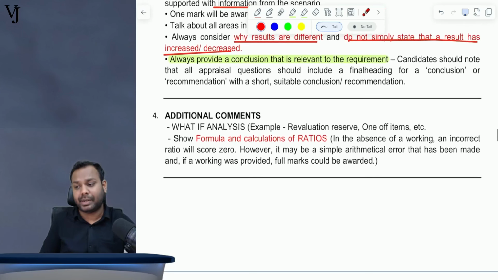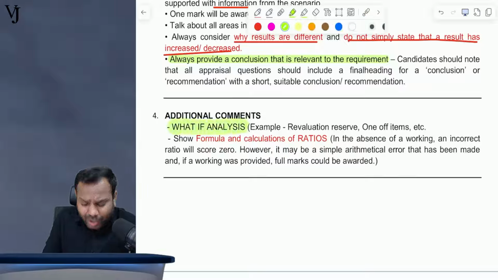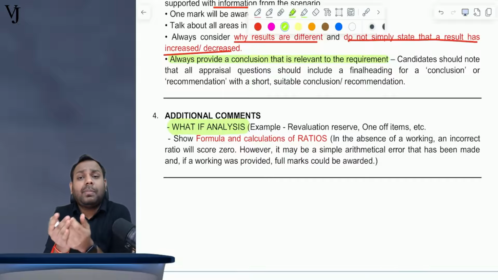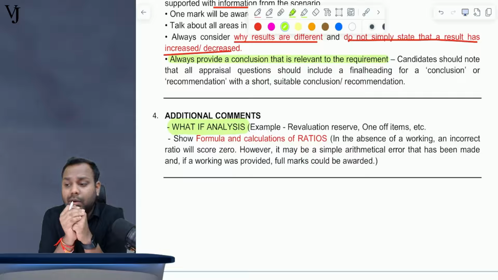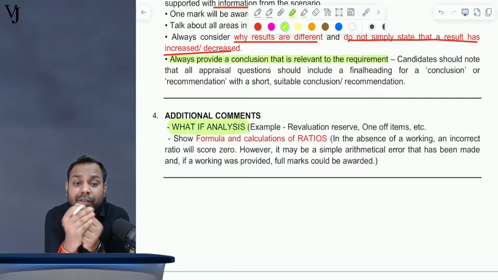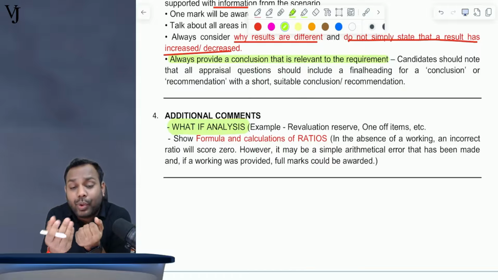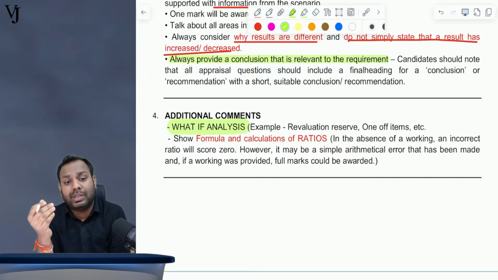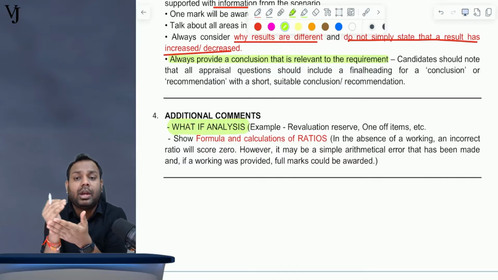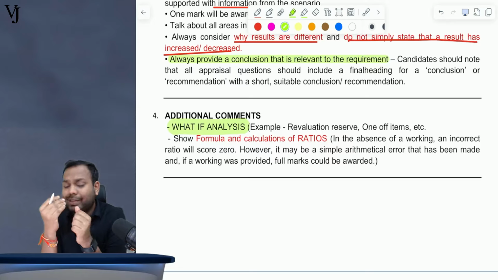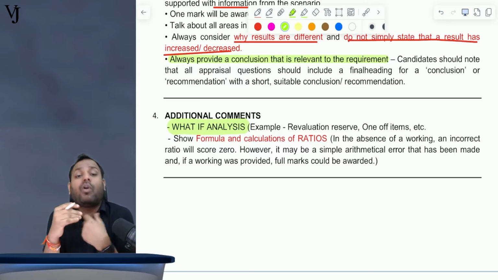Now, additional comments. So always try to write what if analysis. Now, what is this what if analysis? There can be some one-off items in your interpretation, like revaluation reserve, loss due to fire, or loss due to earthquake. These are one-off items.